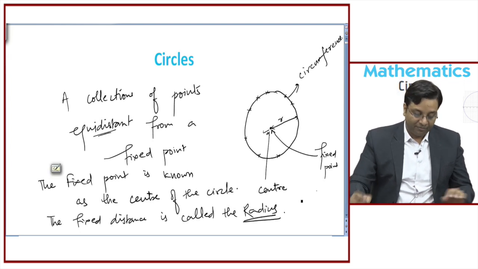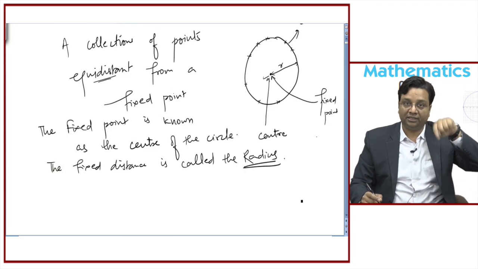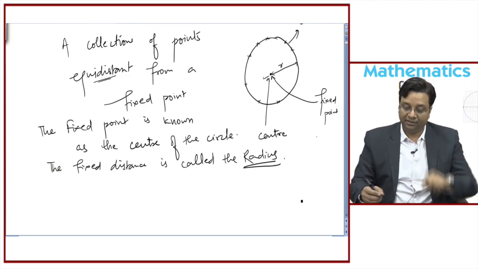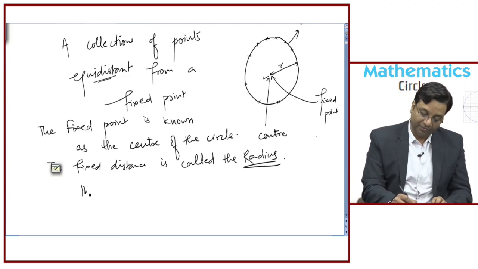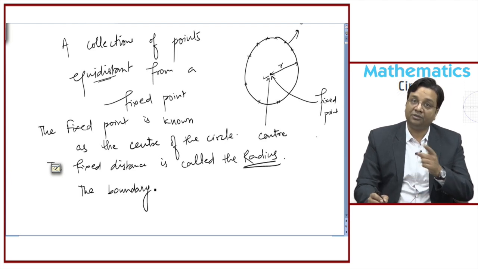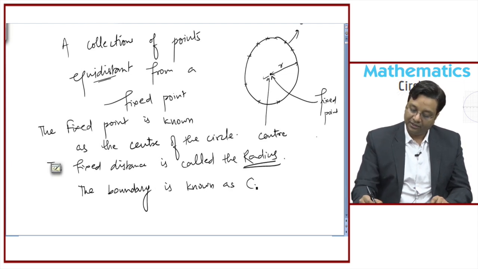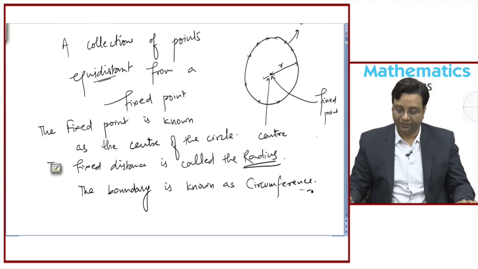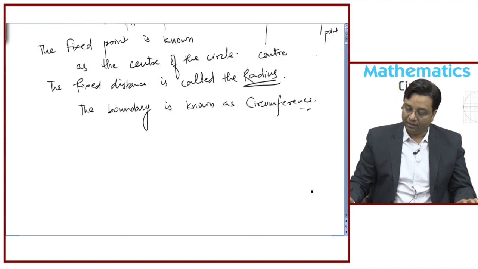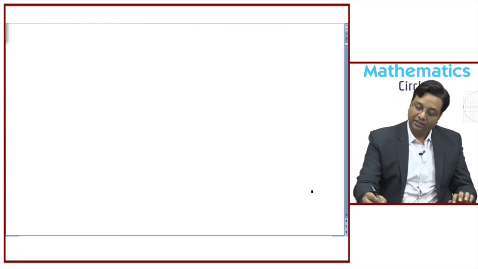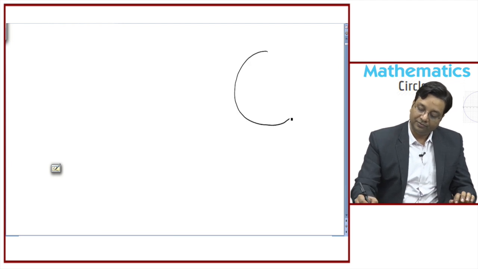Okay, and the boundary or the collection of points that we are talking about is the circumference of the circle. The boundary, or in other terms the perimeter, is known as circumference. Okay, now let us talk about some more terms.